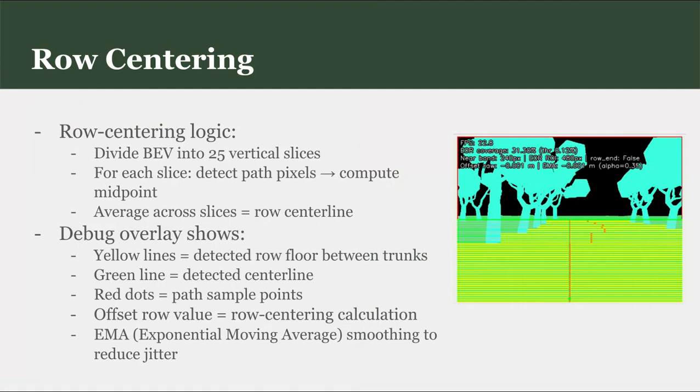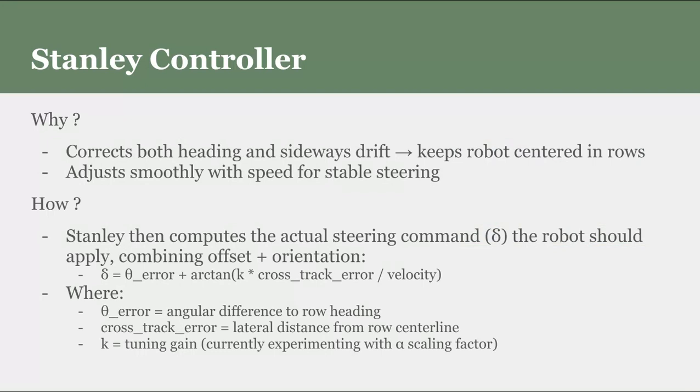Here's how the row centering logic works. The bird's eye view is divided into 25 vertical slices. In each slice, the algorithm detects path pixels and computes a midpoint. Averaging these gives us the row center line. And then on the debug overlay, you can see that the yellow lines represent the detected row floor, the green lines are the center line, and the red dots are the path sample points. This process also applies an exponential moving average to reduce jitter, making navigation a lot smoother.